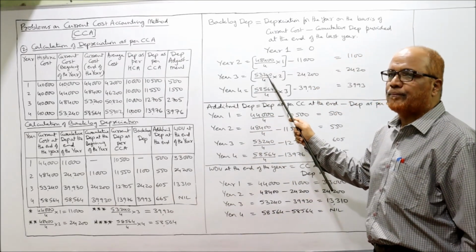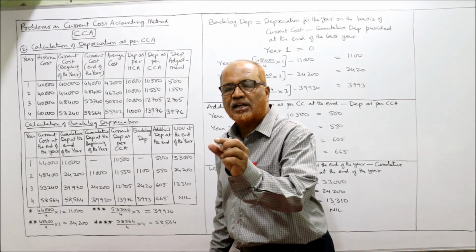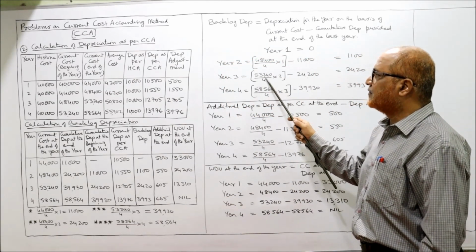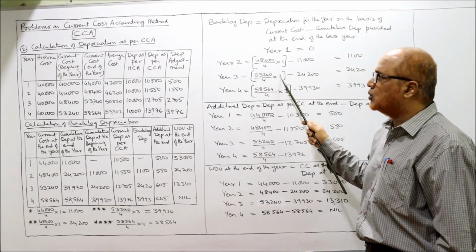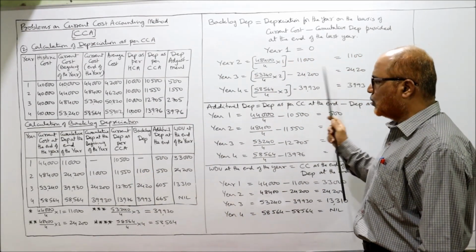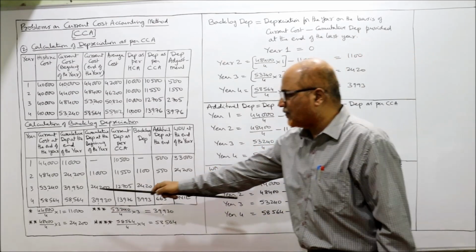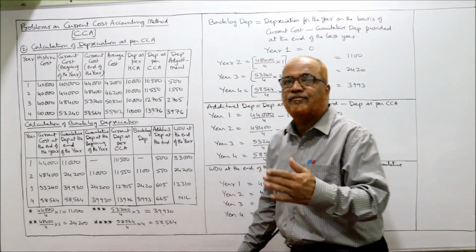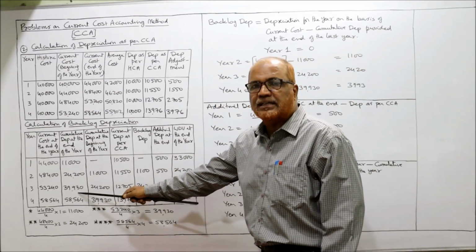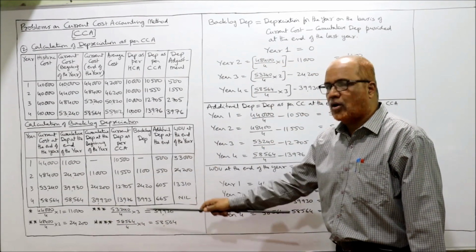Now come to the third year. Third year, what is the current cost? 53,240. So 53,240 divided by 4 into 2 minus 24,200. You will get 2,420. This is the backlog depreciation. Now 58,564 divided by 4 into 3 minus 39,930. You will get 3,993. 3,993 is the backlog depreciation.